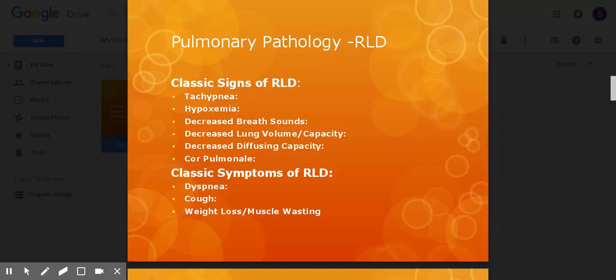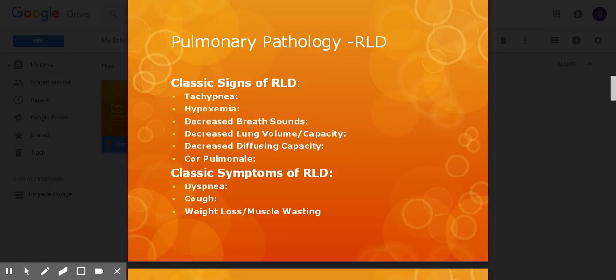Because of alveolar atelectasis, you can hear this typically in the base of the lungs. We discussed this in the auscultation lab earlier this semester. You will see decreased lung volume and capacity, which we just discussed in the previous slide. You will see decreased diffusing capacity of carbon monoxide. This is significant. As much as a 50% reduction from age-related predictions can occur in patients with restrictive lung dysfunction.